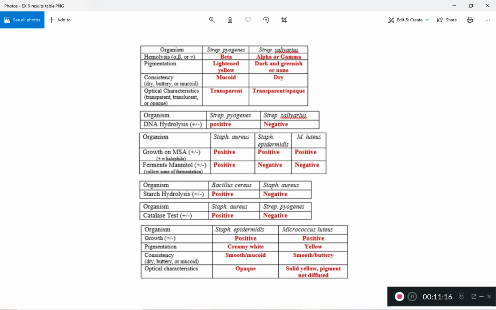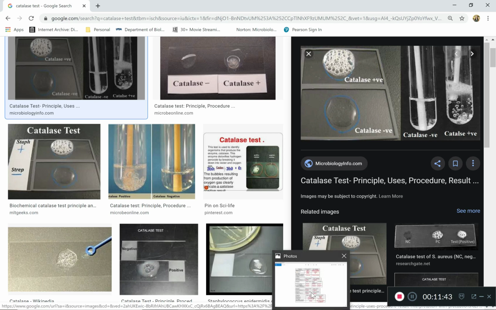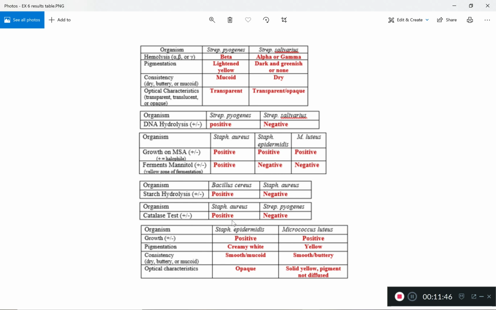The two organisms that we looked at in lab were Staph aureus and Strep pyogenes. Staph aureus is positive for catalase, and Strep pyogenes is negative. If I were to give you a picture like what I just showed you, and say a catalase test was done, what is the possible organism that would produce a positive result? Then from that you would state Staph aureus. Okay? Okie dokie.